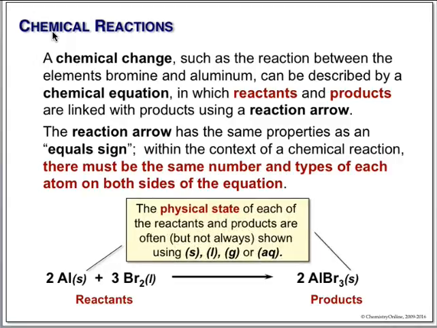The little letters down here, S, L, another S, G, AQ, those represent the state. S is a solid, L is a liquid, G is a gas. AQ means it's an aqueous solution, so it's dissolved in water.